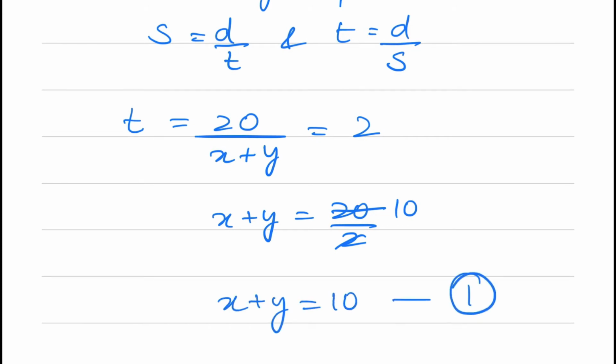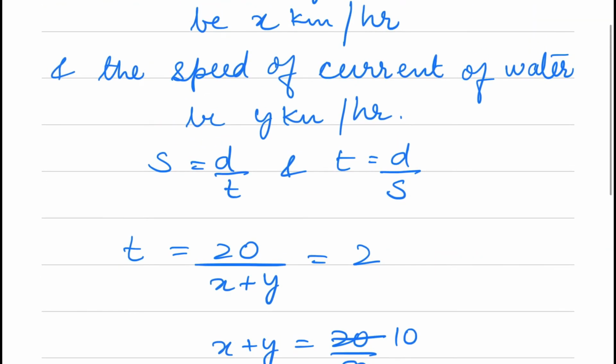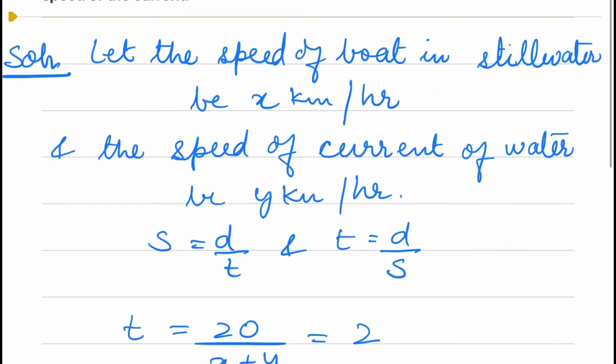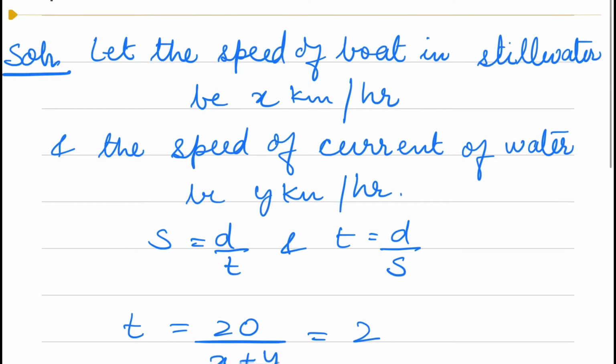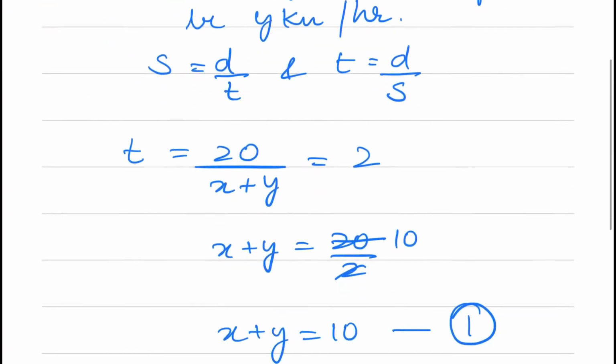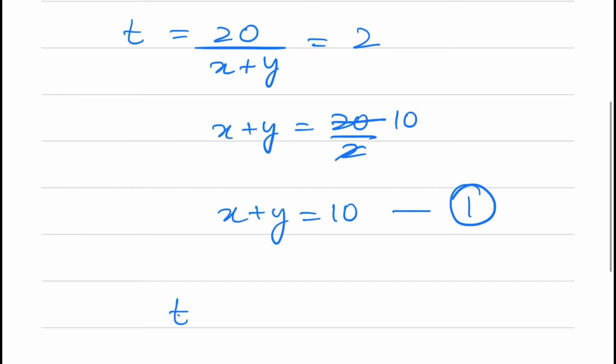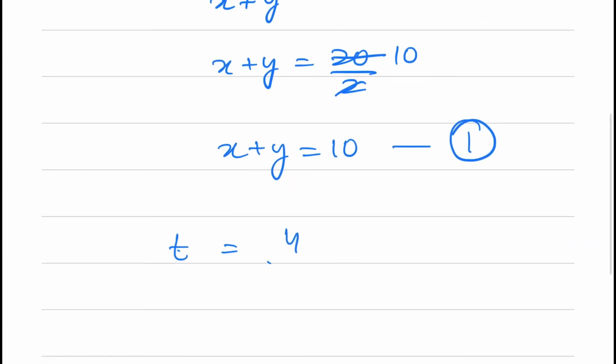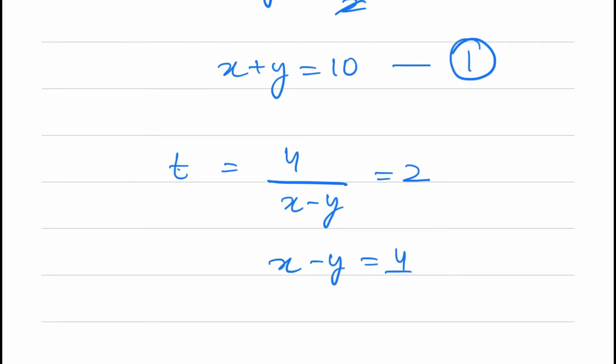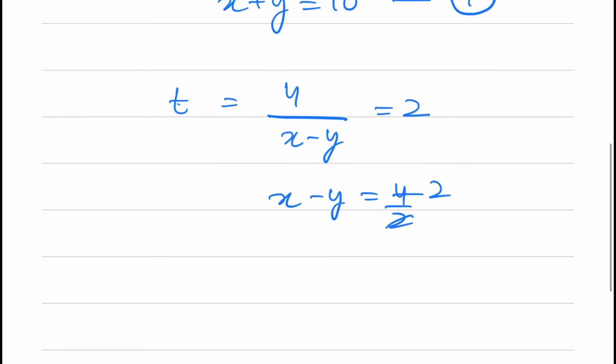First equation. Now in second condition, they are saying that she is going upstream 4 kilometers in 2 hours. So time is equal to distance, which is now 4 kilometers, and speeds will be subtracted. So it will be slower, right? So difference of the speed. We have x minus y is equal to 4 by 2, so 2. So x minus y is equal to 2.